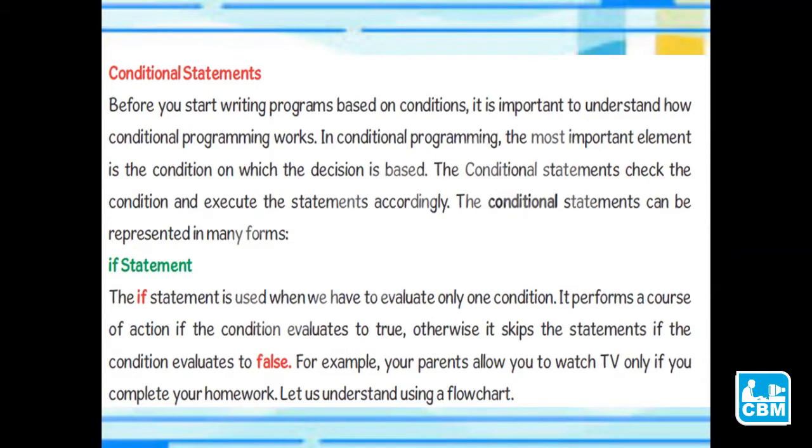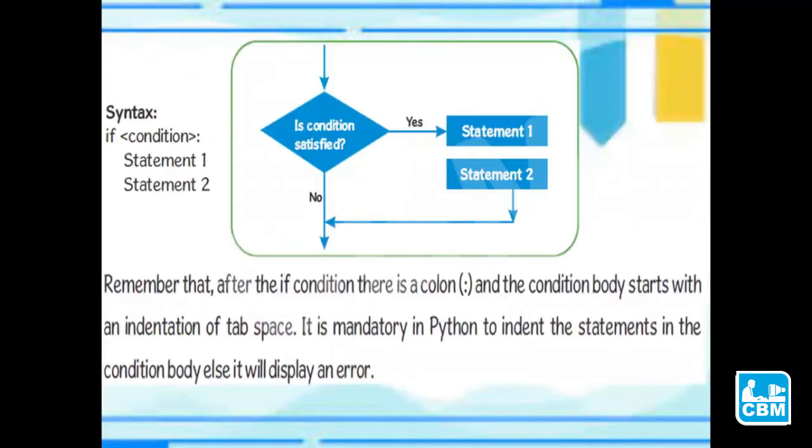If the if statement condition is satisfied or it evaluates to true, that means the statements followed by the if condition are executed. Otherwise, all these statements are skipped. Let's understand this by viewing a flowchart. So, the certain condition that is followed by the if statement, if it is satisfied, then statement 1 and statement 2 get executed. If the condition is not satisfied, then statement 1 and statement 2 are skipped.